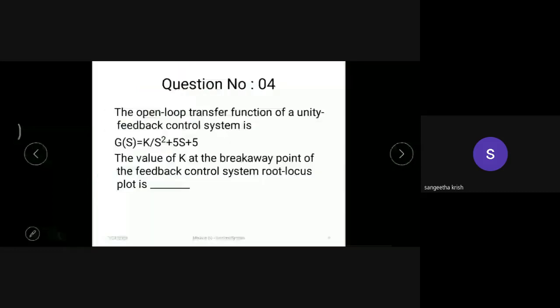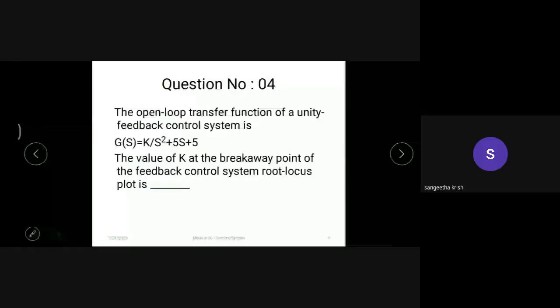Next, another important and interesting, frequently asked question in most competitive exams, especially GATE, ISRO and TRB. The open loop transfer function of a unity feedback system is equal to K divided by s square plus 5. The value of K at the breakaway point of the feedback control system root locus plot is. Okay, they're asking the value of K, not the value of the breakaway point.